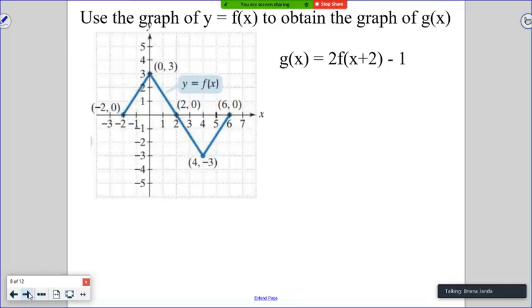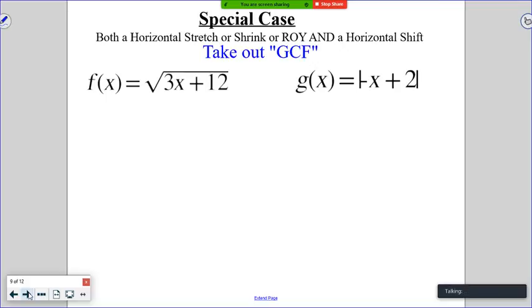However, there is a special case that we need to talk about. We kind of saw a little bit of a preview to it earlier. Guys, you will not see this often, but I do want to just let you know that it exists, okay? And that is if you have more than one inside transformation. If you have more than one inside transformation, and that can be a horizontal shrink or stretch, an ROY, and it has to include a shift, otherwise this really doesn't matter. But if it also includes a shift, your shift will be incorrect unless you factor out the GCF, and I'll tell you why I put that in quotations in just a second.